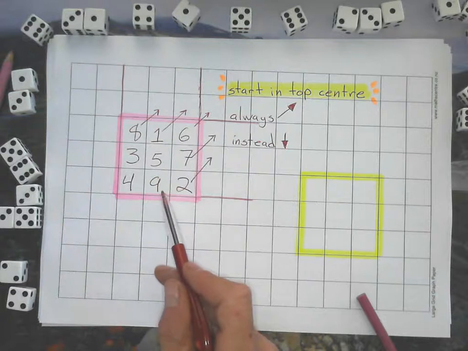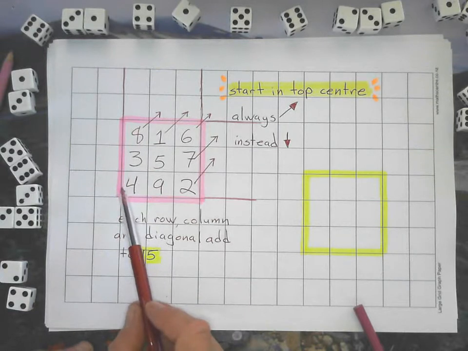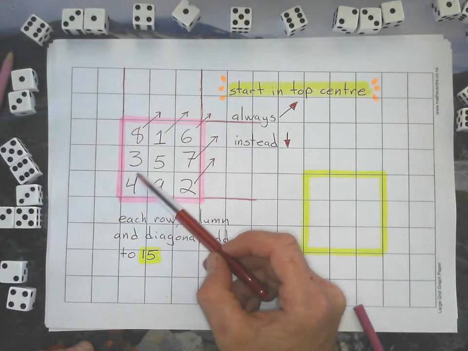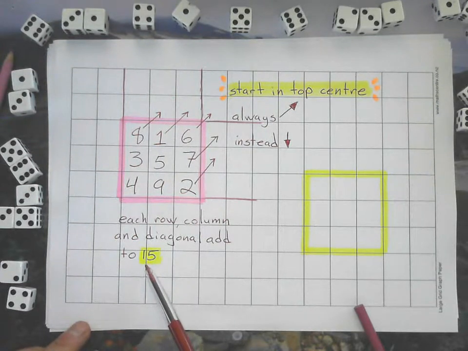Now let's find out the sum. Each row, column, and diagonal add to 15 for this magic square. 4 plus 9 plus 2, 4 plus 5 plus 6, 8 plus 1 plus 6, all gives me a sum of 15.